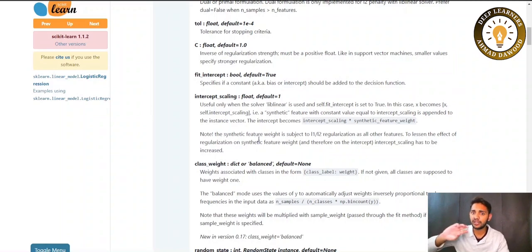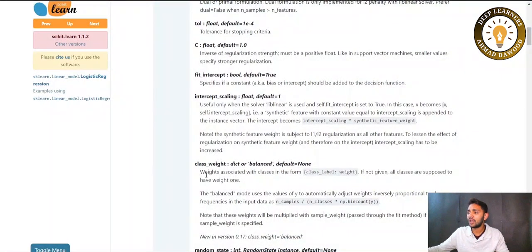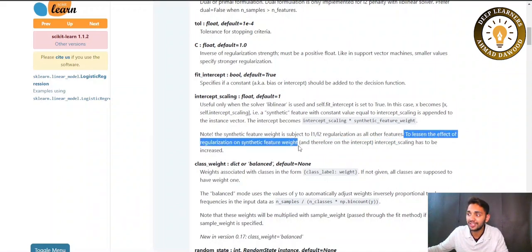M2, like the weight for the new feature, intercept scale. Okay, M2, let's say, in this case is the synthetic feature weight. For this column, the weight for this column is the synthetic feature weight. They are mentioning here that if you have used some penalty, L1 or L2, it will also penalize your weight M2. And if you want to lessen the effect of regularization on your synthetic feature weight, you can use a higher value of intercept scaling.